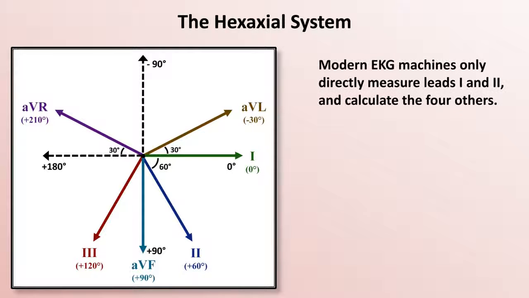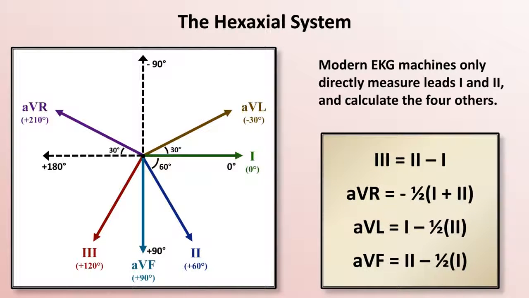Interestingly, modern EKG machines only directly measure leads 1 and 2, and the other 4 are calculated using these equations. You should not bother committing these equations to memory. I have only listed them here to help you understand how we can know the exact angles at which these leads intersect. They aren't based on the individual anatomy of the patient as much as precisely defined mathematical relationships.